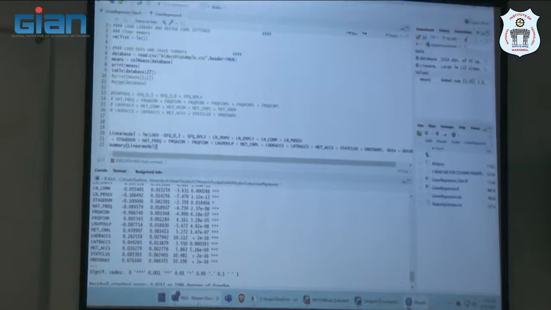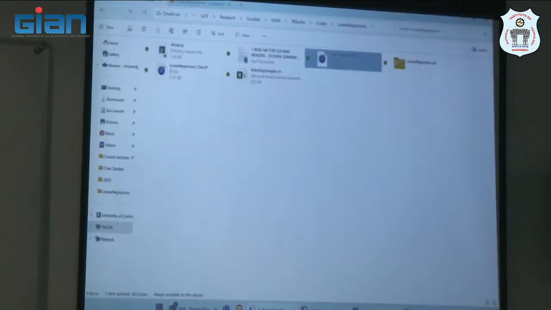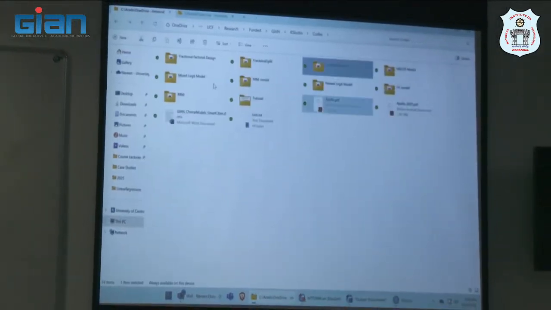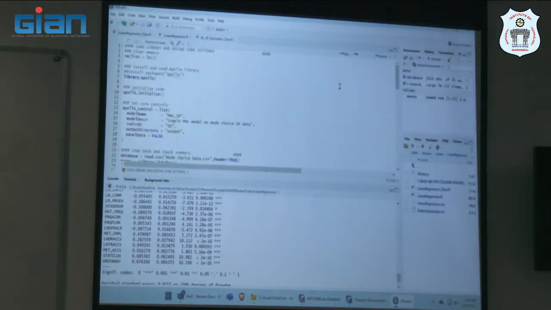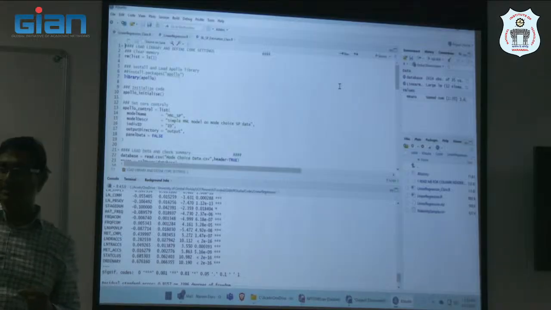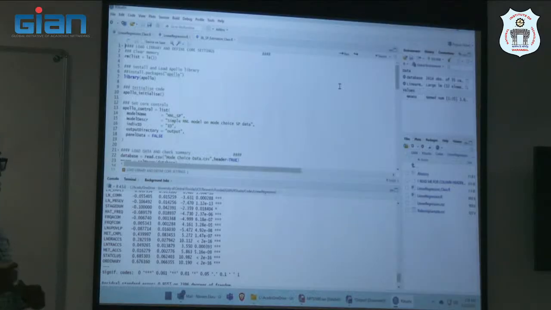So now let's move to the second part. Let's look at the binary model. So again, make sure to do the same thing. Download it, unzip it, and then set the working directory. Then it should run. So this is a binary model. Let me explain the code.